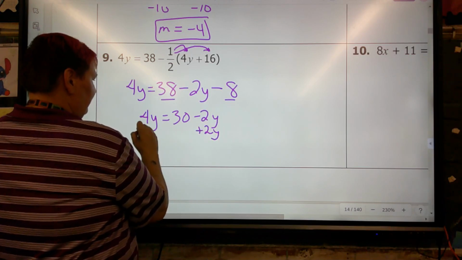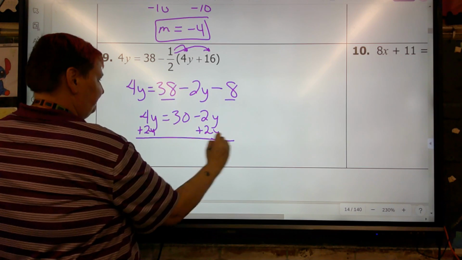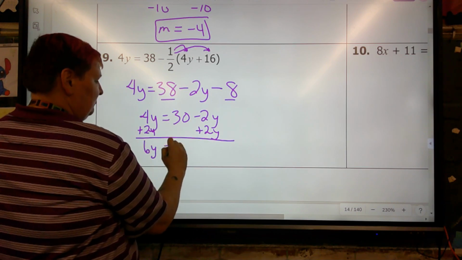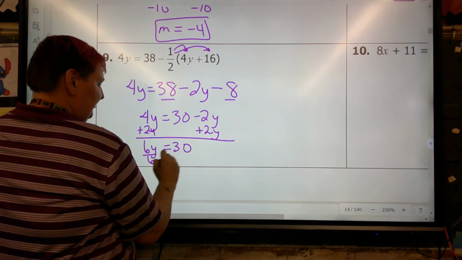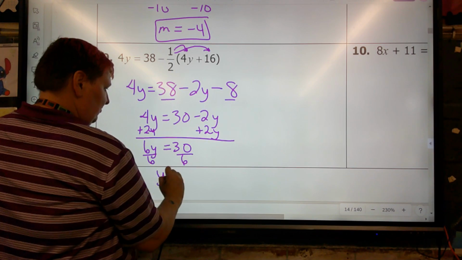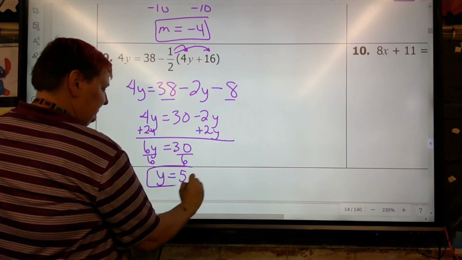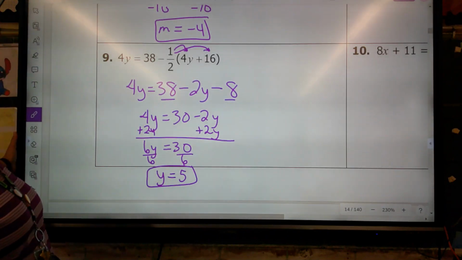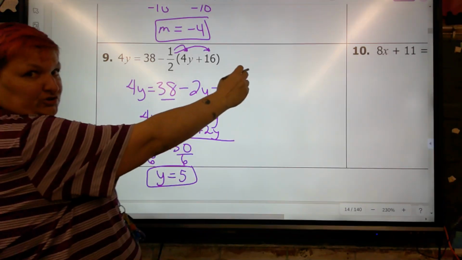Move your variables left. 6y equals 30. Get rid of your coefficient. Y should equal 5. And again, you can always go back and check and make sure you're right. And that's what you should do over here.